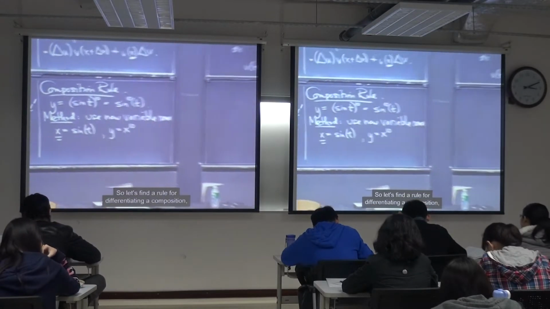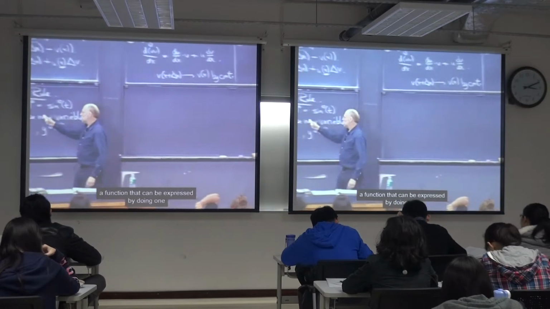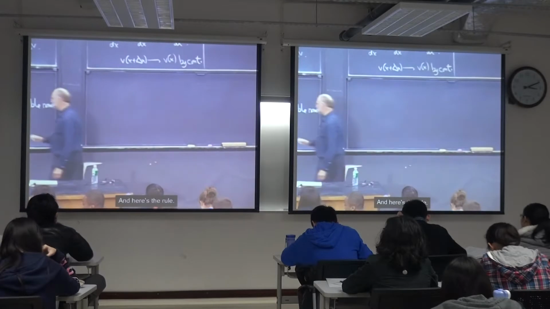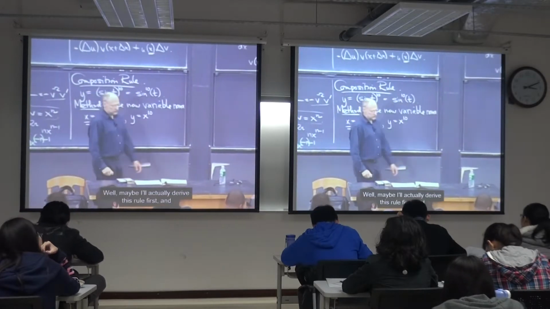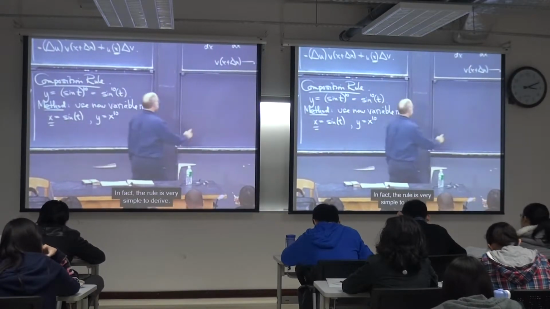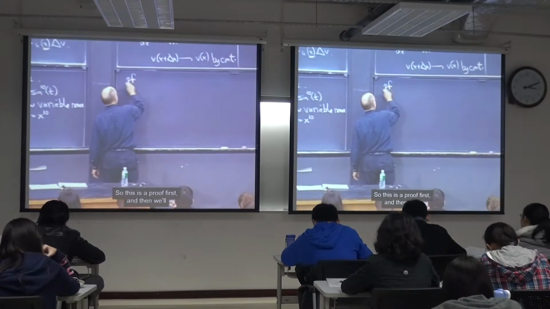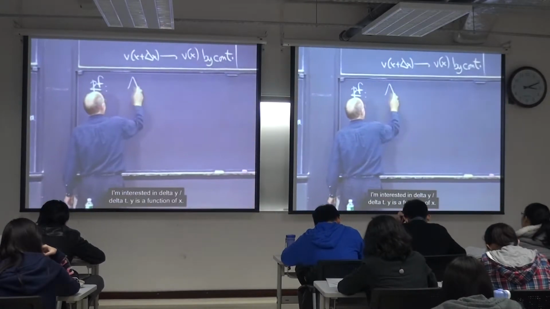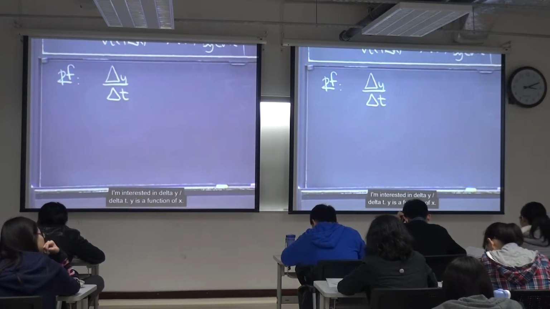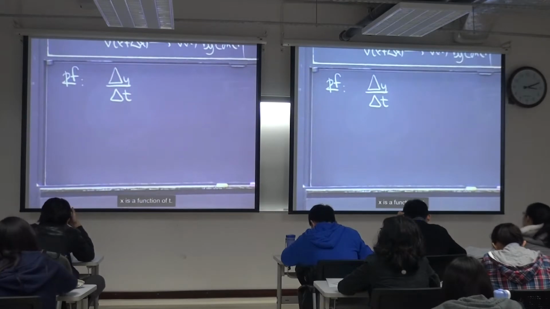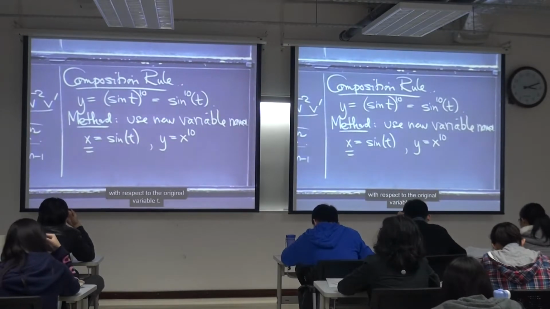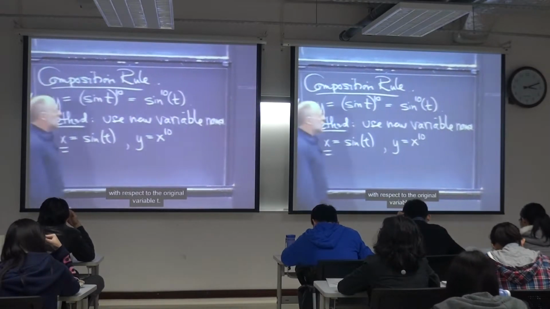So let's find a rule for differentiating a composition, a function that can be expressed by doing one function and then applying another function. And here's the rule. Well, maybe I'll actually derive this rule first, and then you'll see what it is. In fact, the rule is very simple to derive. So this is a proof first, and then we'll write down the rule. I'm interested in delta y over delta t. y is a function of x, x is a function of t, and I'm interested in how y changes with respect to the original variable t.